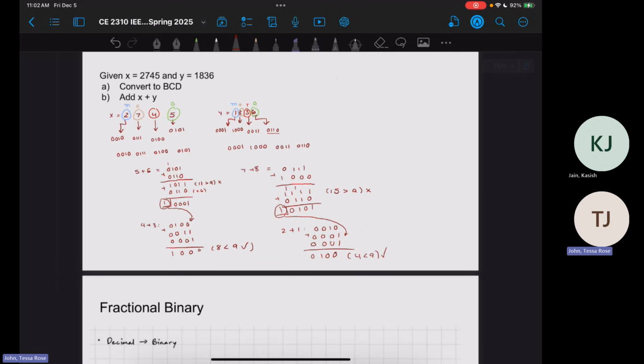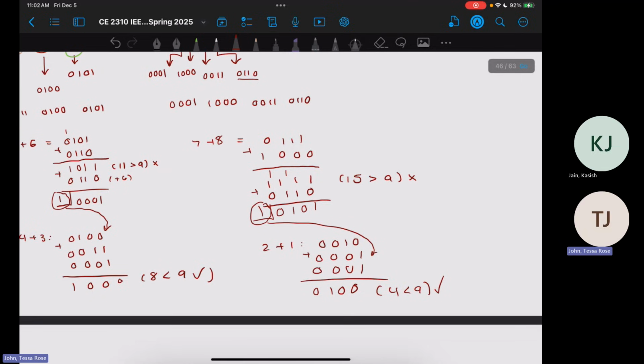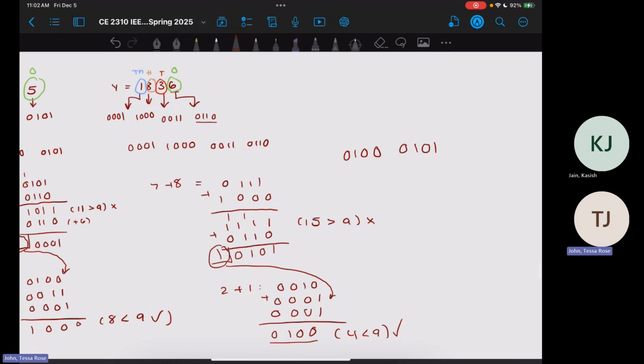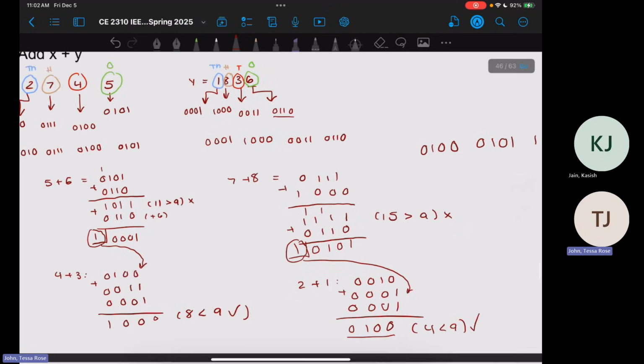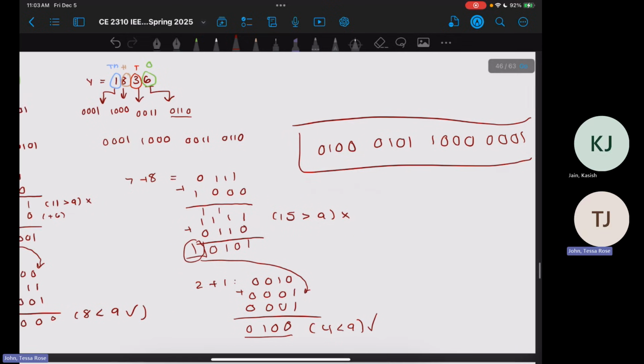So your answer, you'll just put these together, right? So first we'll do what was in the thousands place. So that was this number, so 0, 1, 0, 0. Then in our hundreds place, we had 7 plus 8, right? So 0, 1, 0, 1. And then in our tens place, we had 4 plus 3, which we got 1, 0, 0, 0. And then in our ones place, 5 plus 6, we got 0, 0, 0, 1. That is what your final answer should look like. Questions? No? We're good? Okay.